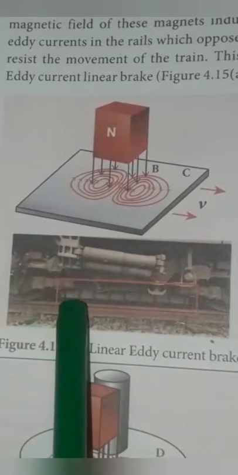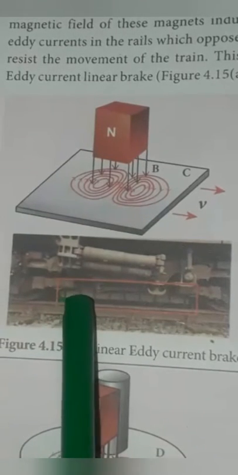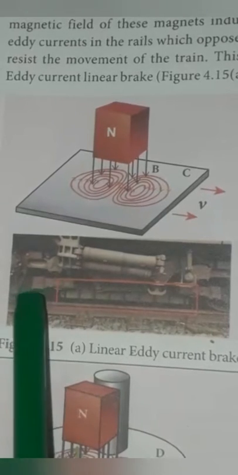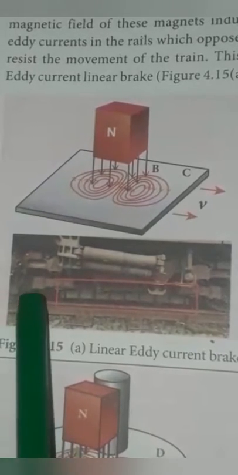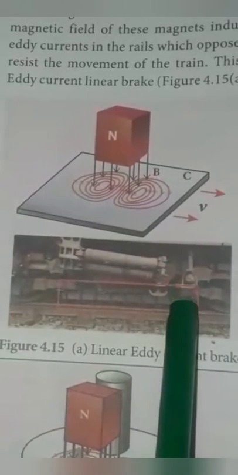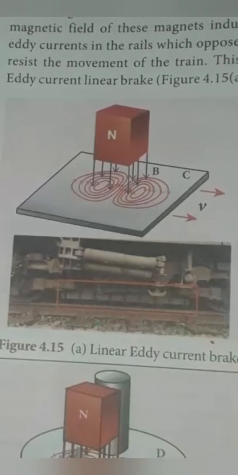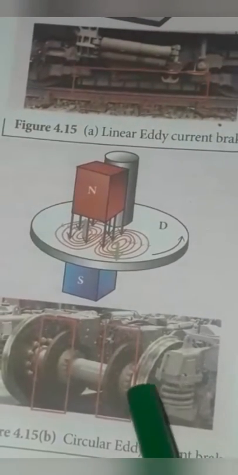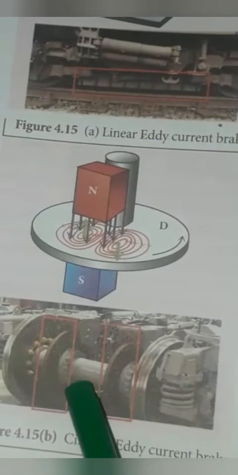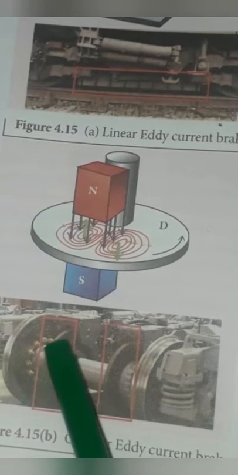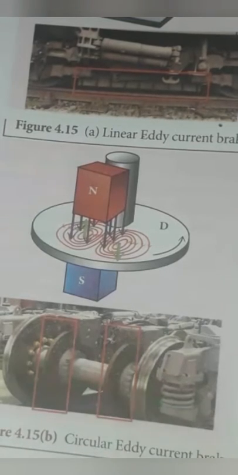When the electromagnet is turned on, the magnetic field links with the metal and produces the eddy current. That eddy current opposes the wheel rotation, so this is called the eddy current brake. We can see here the circular shape eddy current. When the electromagnet's magnetic field contacts the circular shape metal, it opposes the rotation of the wheel.